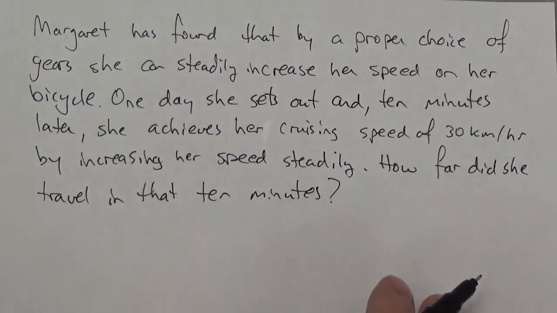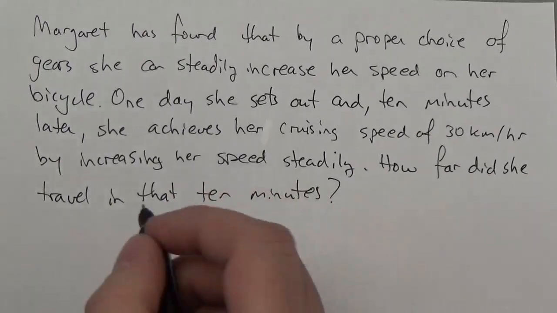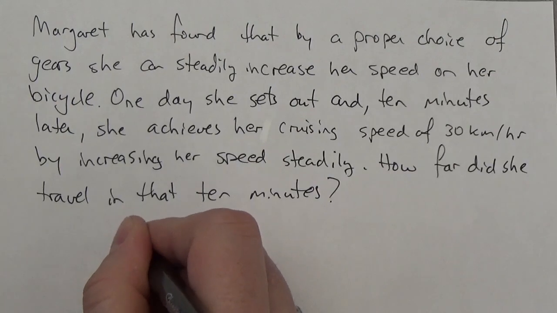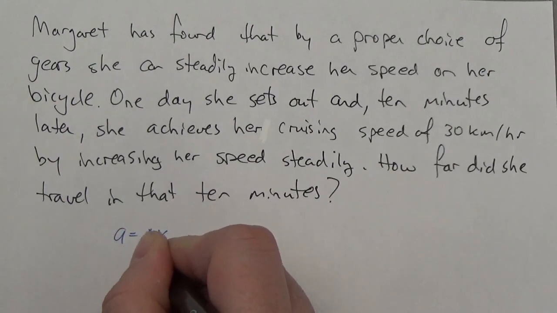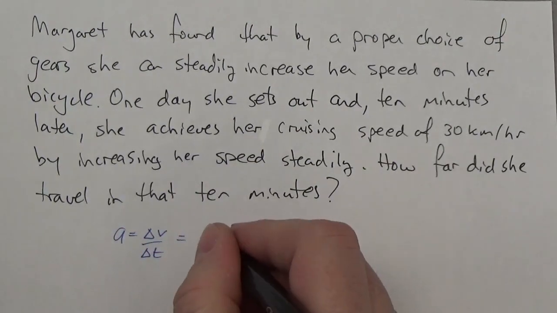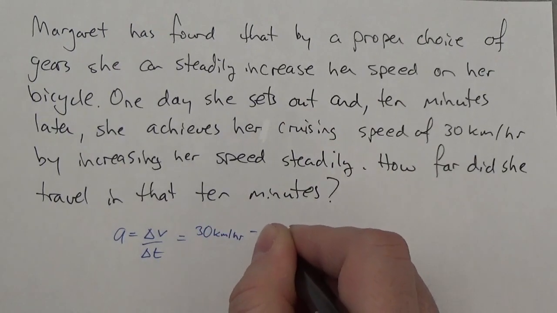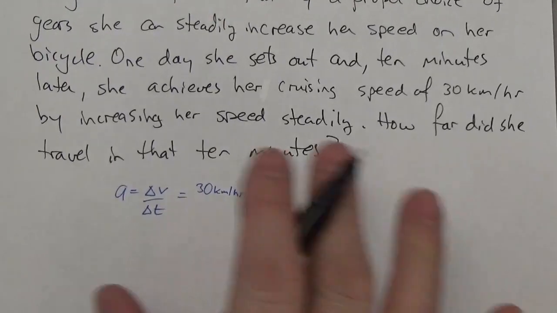Now, what they've done here is they have given us the acceleration. The acceleration is steady, we read here. So remember, acceleration is change in velocity over the change in time. In this case, that's going to be 30 kilometers per hour minus 0, because she starts from scratch.